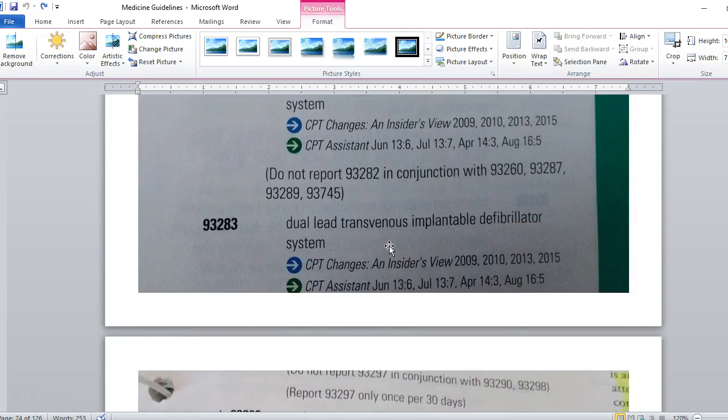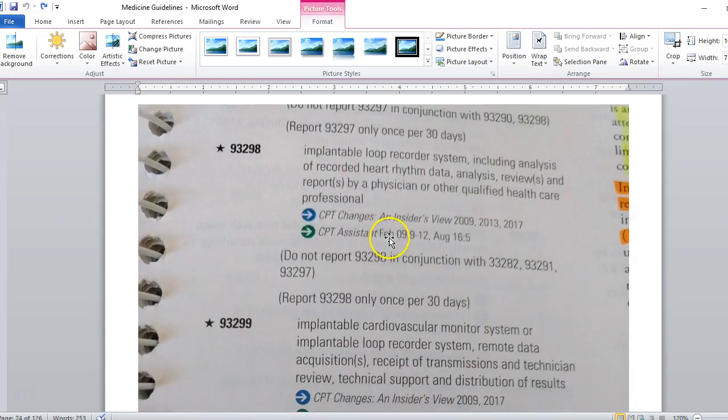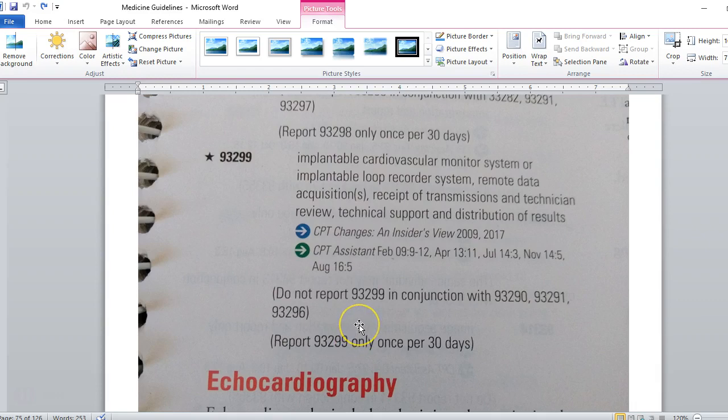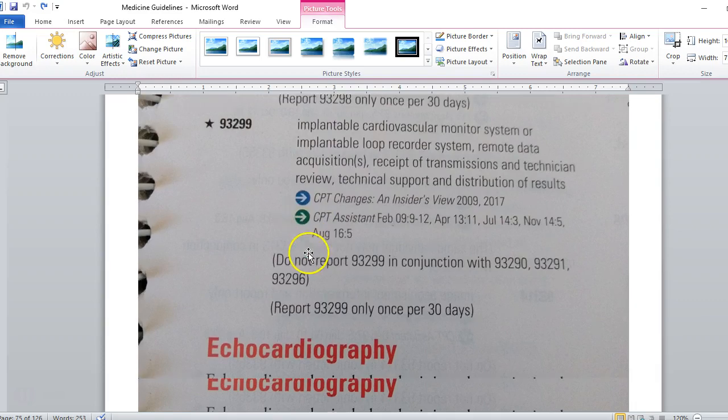So again, what type of system are we dealing with? Okay, are we dealing with an implantable loop recorder? Are we dealing with an implantable cardiovascular monitoring system? So what type of device are we dealing with? And then what are we doing to that device is what we need to know to properly code for this section. But again, starting on pages 633 and going on to pages 635, you should really make sure you read through all of those different definitions so that you understand what's included in all of these codes.